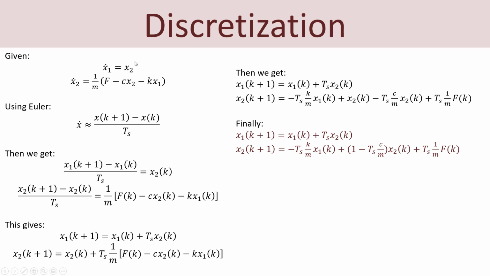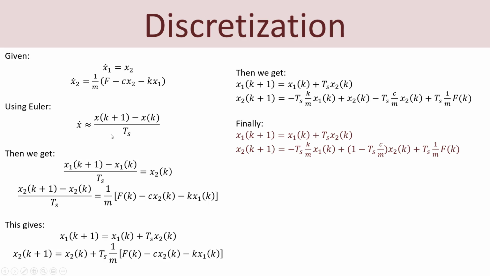So we have, as in the previous example, the following differential equations. We can use something called Euler in order to find a discrete approximation of these differential equations. And the Euler approximation is like this. The approximation to the x derivative equals x of k plus 1 minus x of k divided by Ts, which is the sampling time, and k is in this case the discrete timestamp.